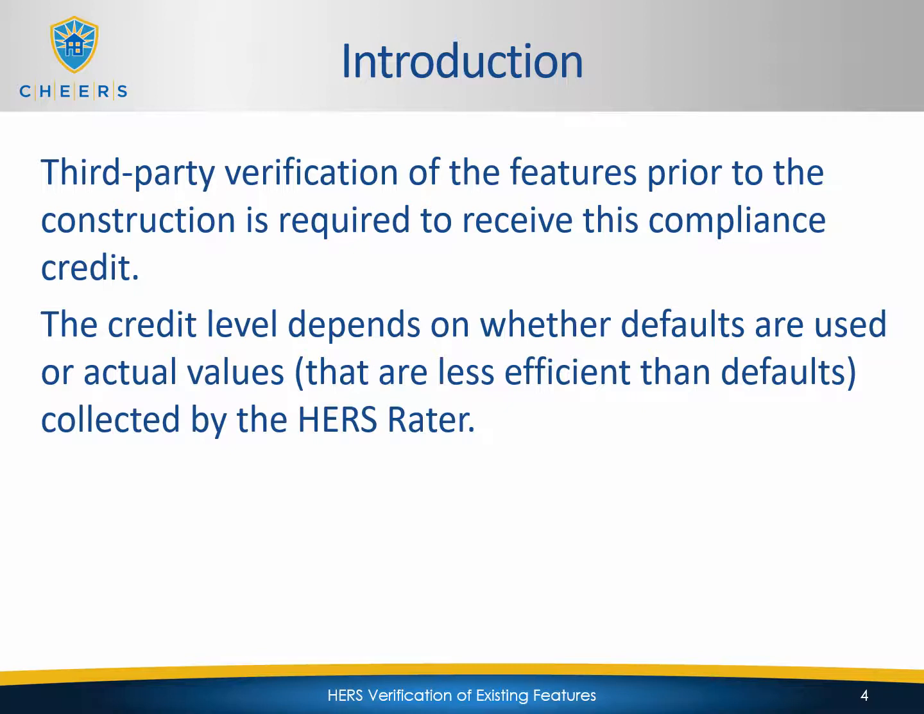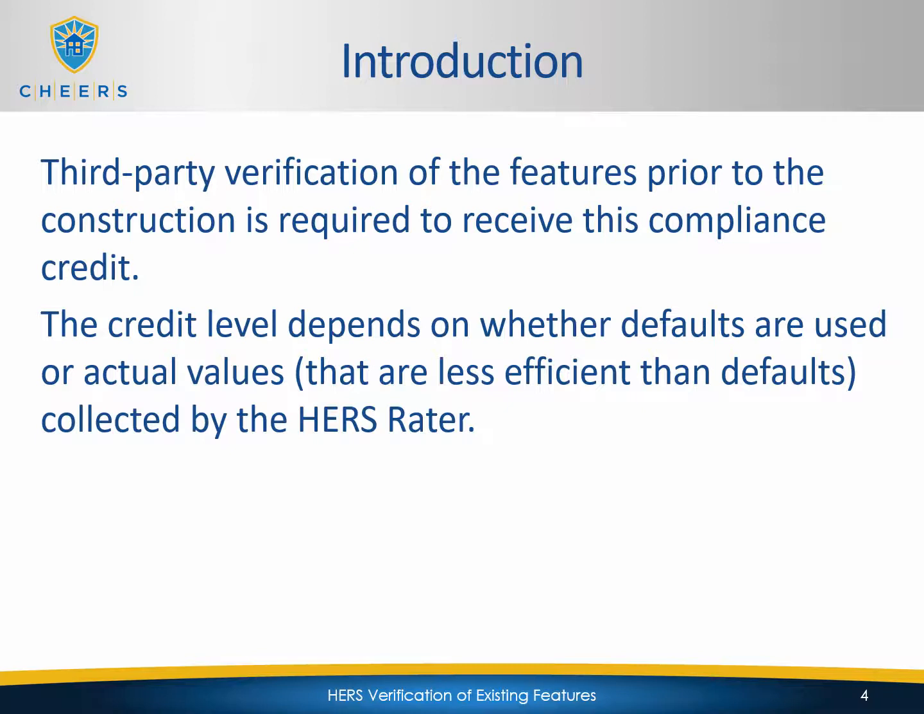So oftentimes the default values are more efficient than what is actually on site. For example, for wall insulation, the default value based on the age of the home may be R11, but when you go out there and do your inspection, you find that there's no insulation installed in the walls. So the Title 24 consultant can model an R value of 0 as what is present, and they're going to improve that to R19. Well, that's a much better improvement than going from R11 to R19, which is what would happen if the default was used.